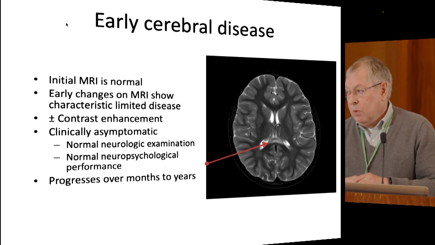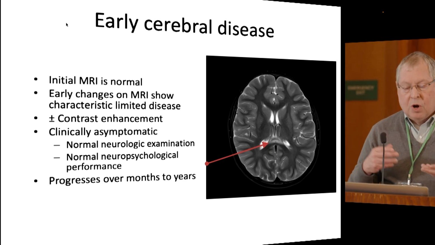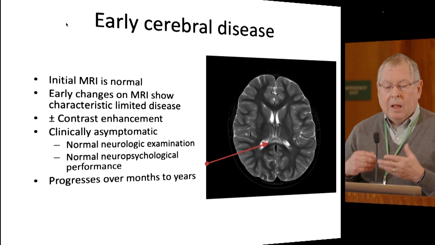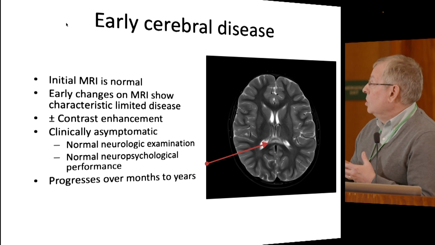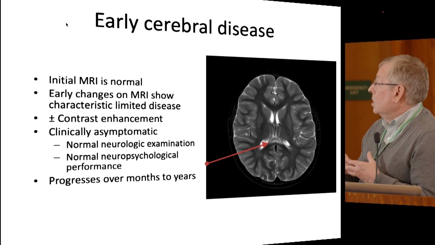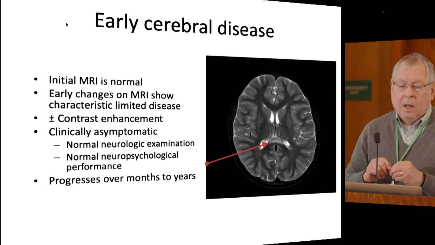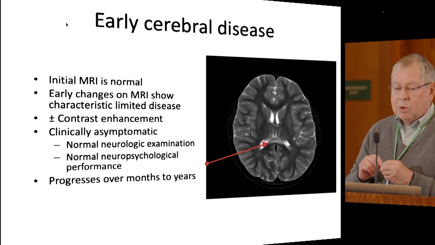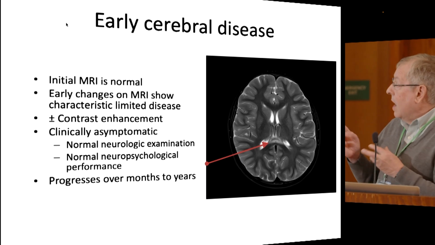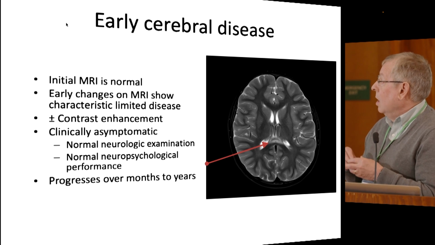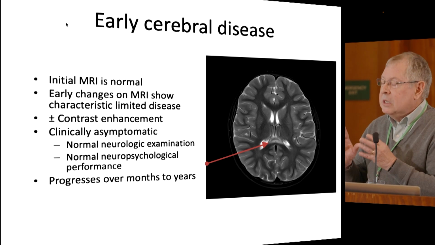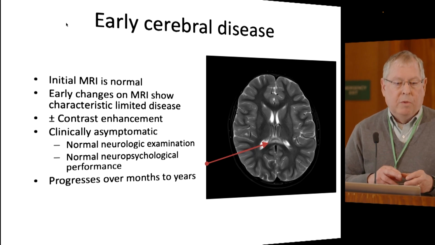But this is what we've seen examples of in the previous talk, and we'll see some examples in this talk: what the early cerebral disease looks like. And there are the characteristic arrows that highlight what I want you to look at. Early changes on MRI are characteristic of limited disease. It may or may not have contrast enhancement. I'm not going to really talk about Dr. Malik's work in terms of the development, but at this stage, the exam is completely normal.